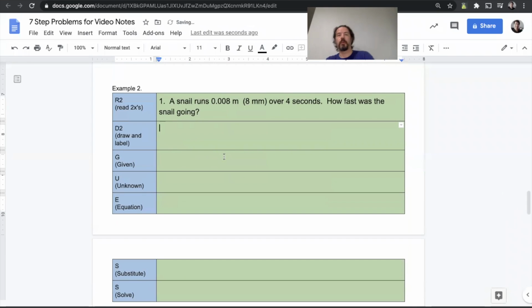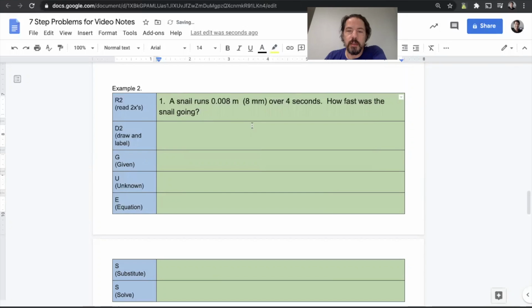So here's our new problem. We're going to do R2D2 guess. I'm going to read it once just to gain an understanding of what's going on, and then we'll read it and mark it. Here we go. A snail runs 0.008 meters, which is the same as 8 millimeters, over 4 seconds. How fast was the snail going?